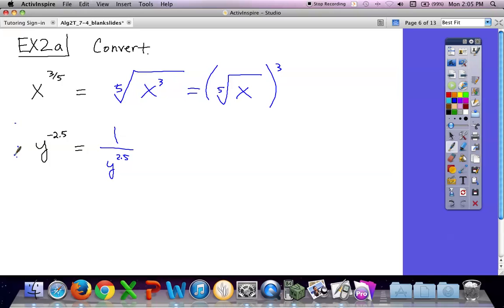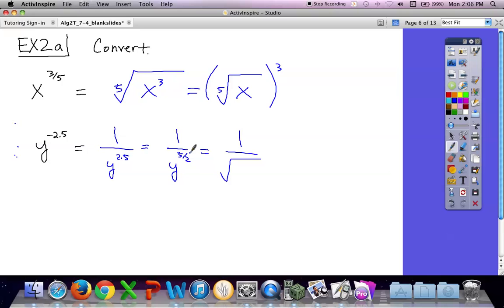Okay, now what fraction? Improper fraction, right? Not a 2.5. What's the fraction that 2.5 equals? 5 over 2, right? So write it like this: 1 over y to the 5 over 2. Okay, which is going to be 1 over a radical. What's the index of that radical? Right?